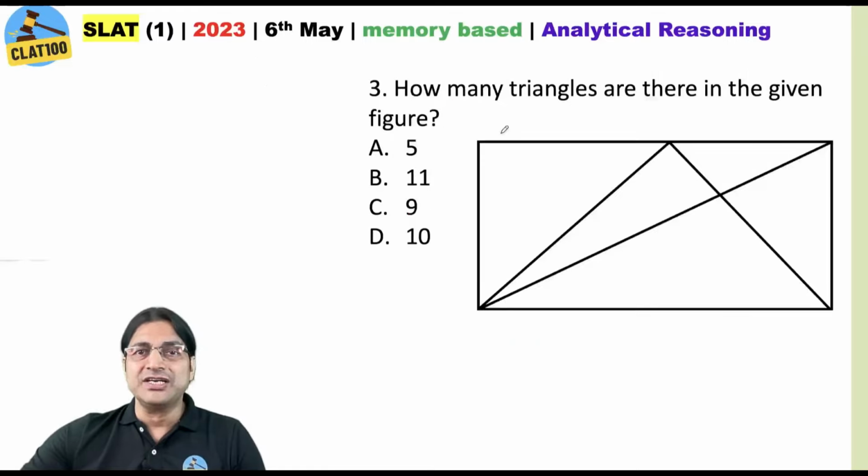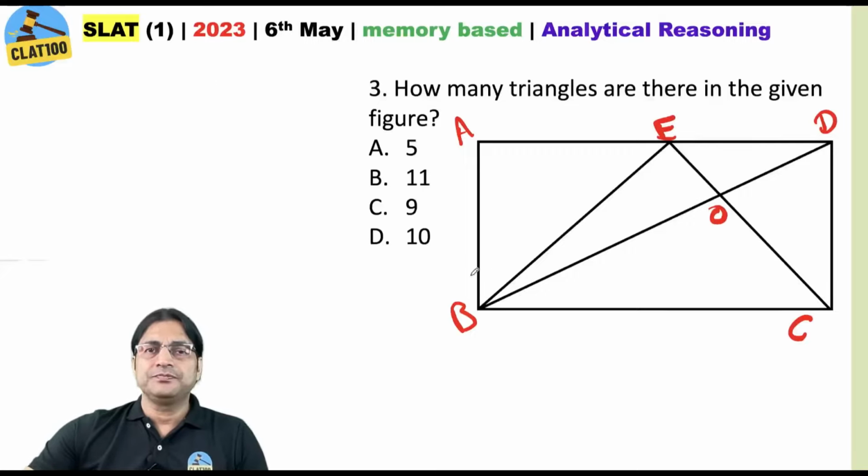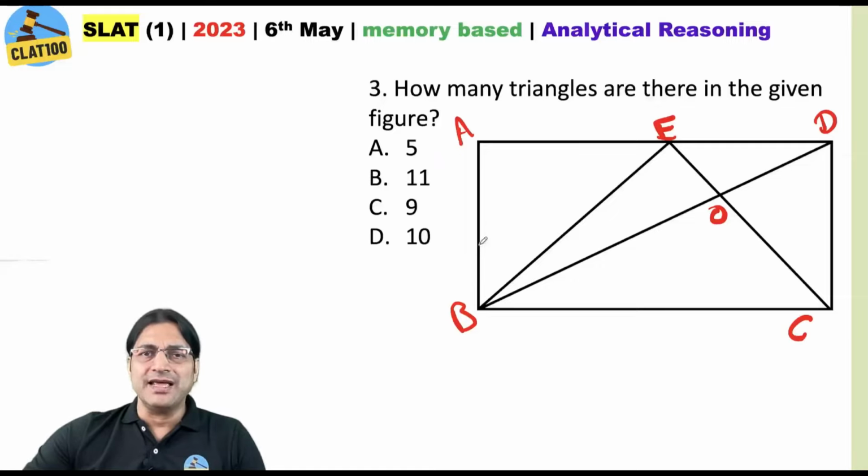How many triangles are there in the given figure? Let's put some names here: A, B, C, D, E and O. Let's look at the smallest possible triangles: ABE, EBO, EOD, OBC and OCD. These small triangles are 5 in number.